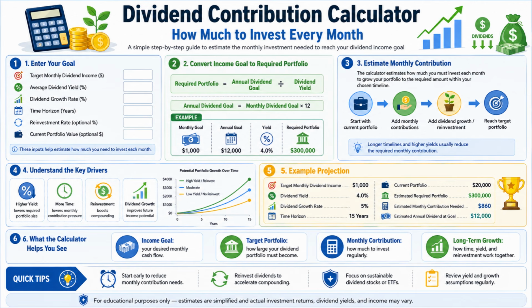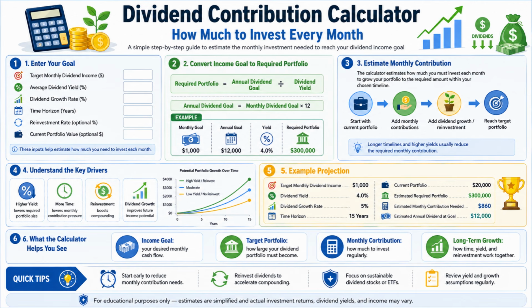Moreover, the calculator also shows the basic process visually. You begin with your current portfolio, then add monthly contributions, then allow dividend growth and reinvestment to support compounding, and finally move toward your target portfolio. This step-by-step flow helps investors understand that building dividend income is not only about yield, but also about consistency and time. In addition, it is important to understand the key drivers behind the result.